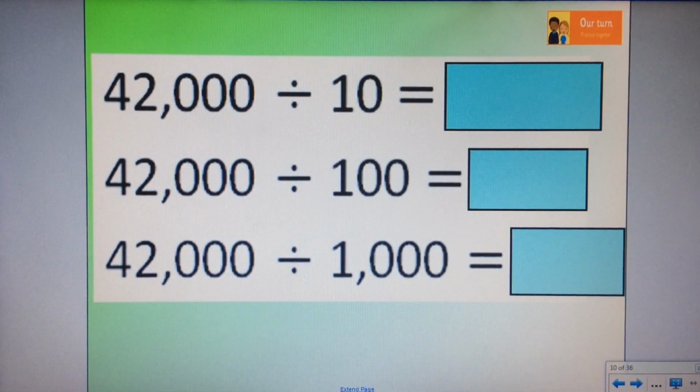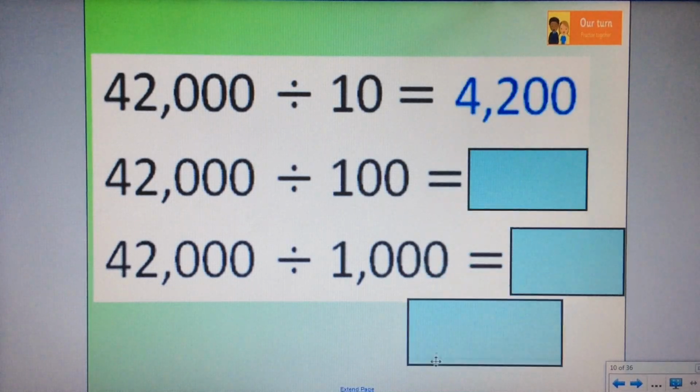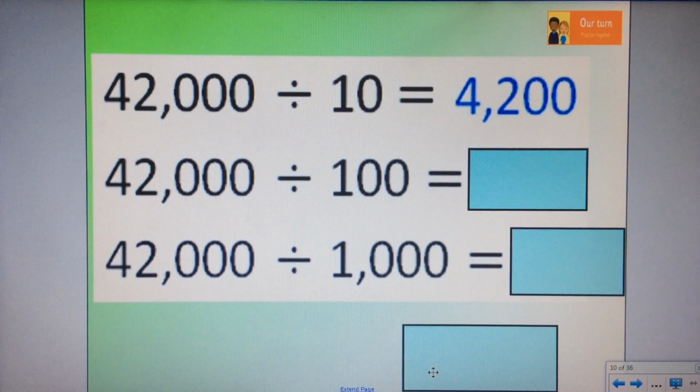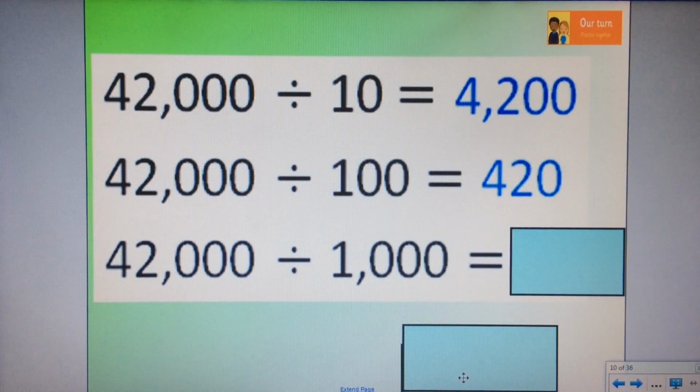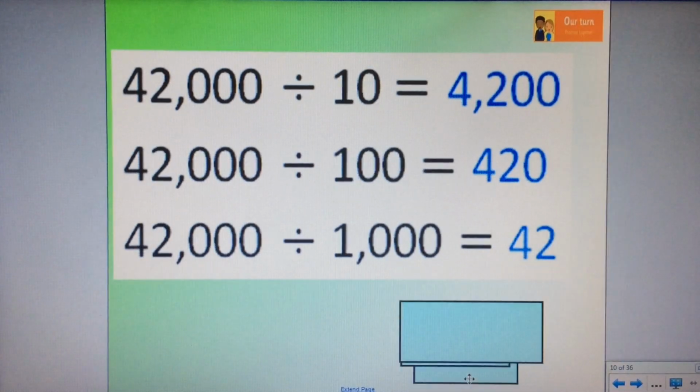Welcome back. Okay, so for the first one, we should have written down 4,200. We've moved the digits 1 place to the right. For the second one, we should have had 420. We've moved all the digits 2 places. And for the last one, the answer was 42. We've moved all the digits 3 places. How did you get on?